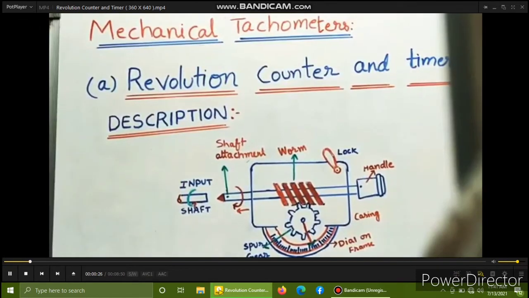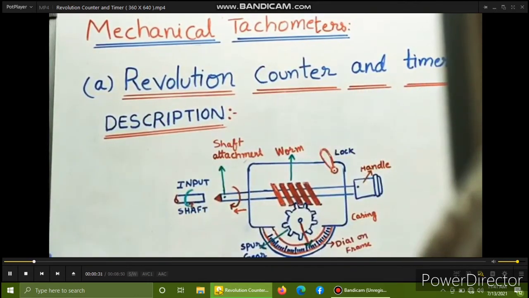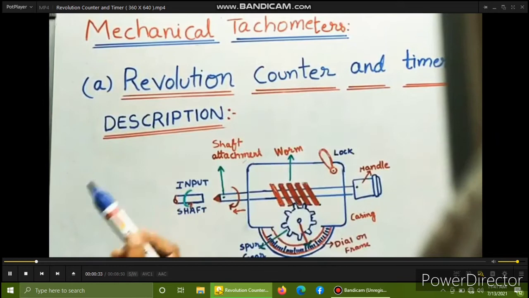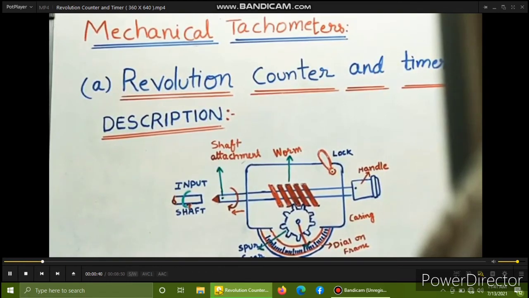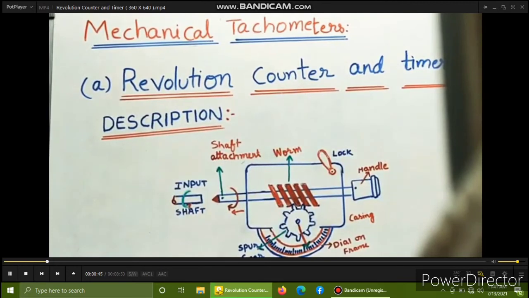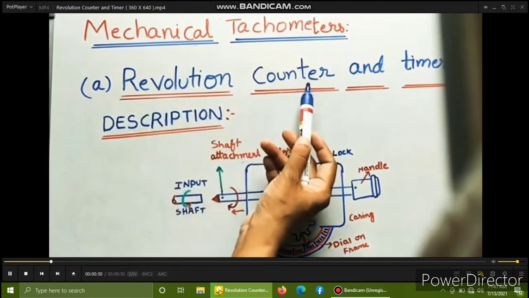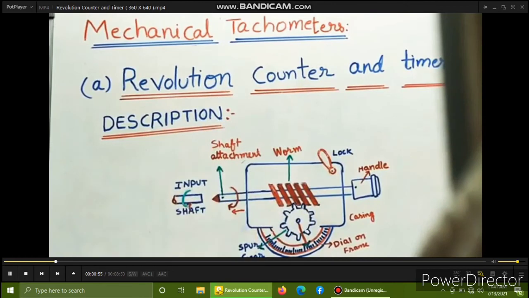Today's class we will discuss one of the mechanical tachometers, the revolution counter and timer. This tachometer is used for finding the speed of an engine, or the speed of a turbine or compressor. It is used for finding low speeds in RPM, revolutions per minute. Here we use a revolution counter tachometer and also a timer for calculating the time for the revolutions of the shaft of a given engine, turbine or compressor.